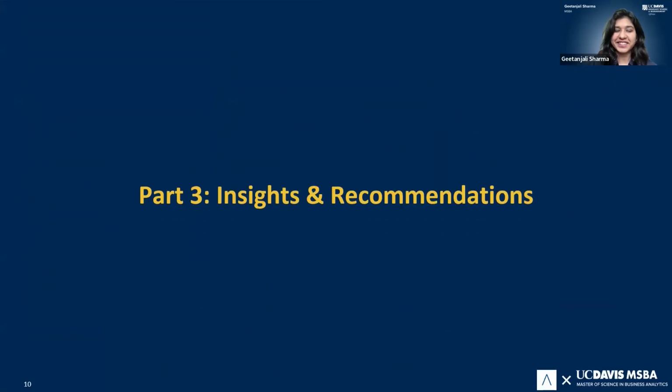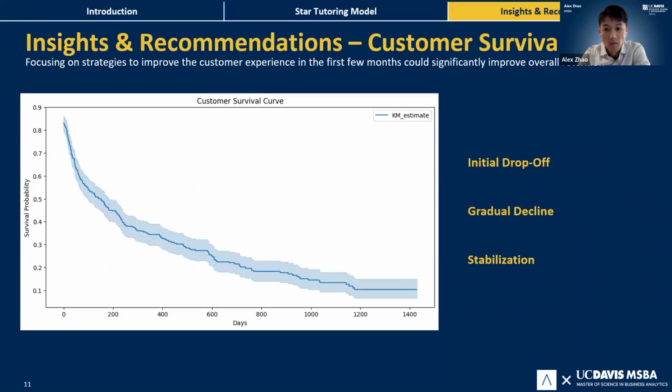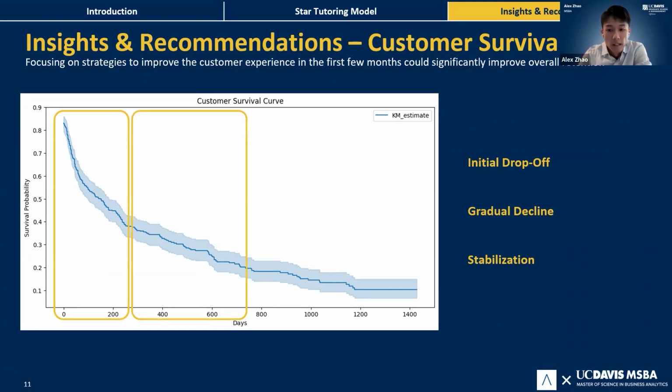Alex, you can go ahead. All right, thank you, Gitanjali. Because Sean was very interested in the churn rate, we also broke it down from a very micro perspective to analyze the churn and give him some recommendations based on the analysis we made before. The first is that we built a customer survival curve. As you can see, in the first 200 days, there is an initial drop off, and then it becomes a gradual decline, and finally it maintains stabilization.